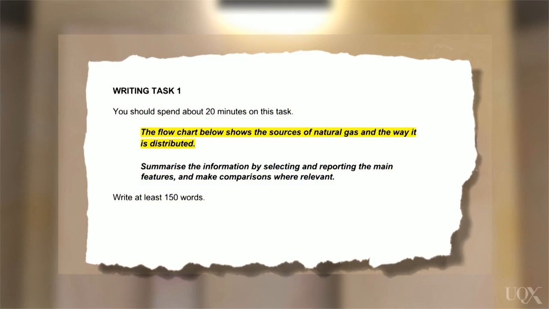Now, let's look at the type of visual we have to describe. We're told that it's a flow chart. Do you remember what a flow chart is? We're also told that the flow chart depicts different sources of natural gas and shows how it's distributed. Where does the gas that we use in our homes come from?